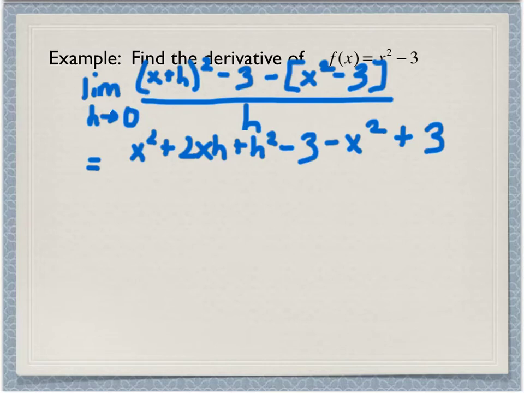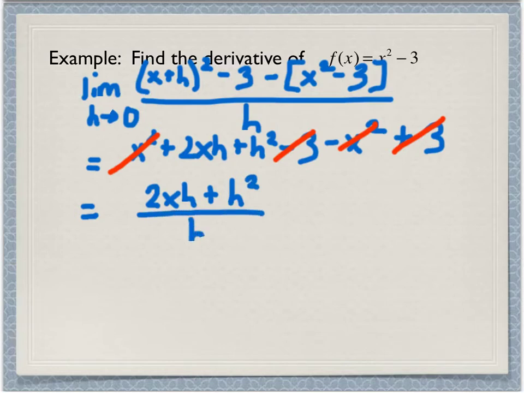Now I think you can see what's going to happen here, and this will happen pretty much all the time. Some stuff will cancel out. Here's an x squared minus x squared. Here's a plus 3 minus 3. So that kind of thing happens almost all the time when we do this derivative by the definition. So what I have left then is 2xh plus h squared. Now keep in mind this is still all over h.